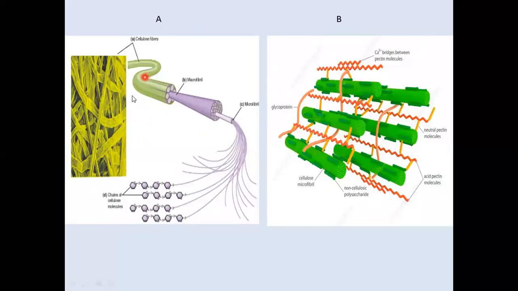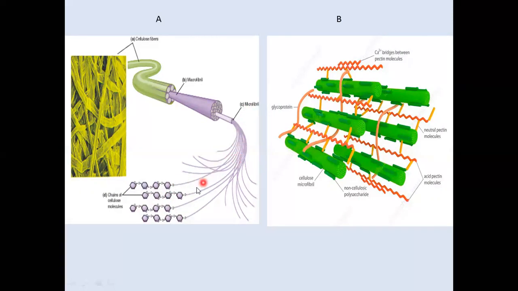So you can see here, this is a cellulose molecule. Glucose molecules combine to form cellulose. These are chains of cellulose. This is one cellulose, this is second, third, fourth. So hydrogen bonds occur between individual cellulose molecules, and these form microfibrils.